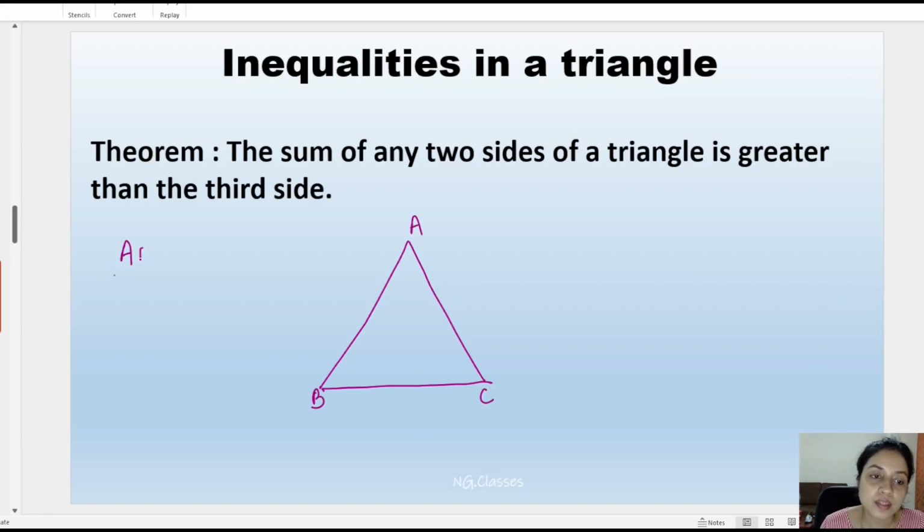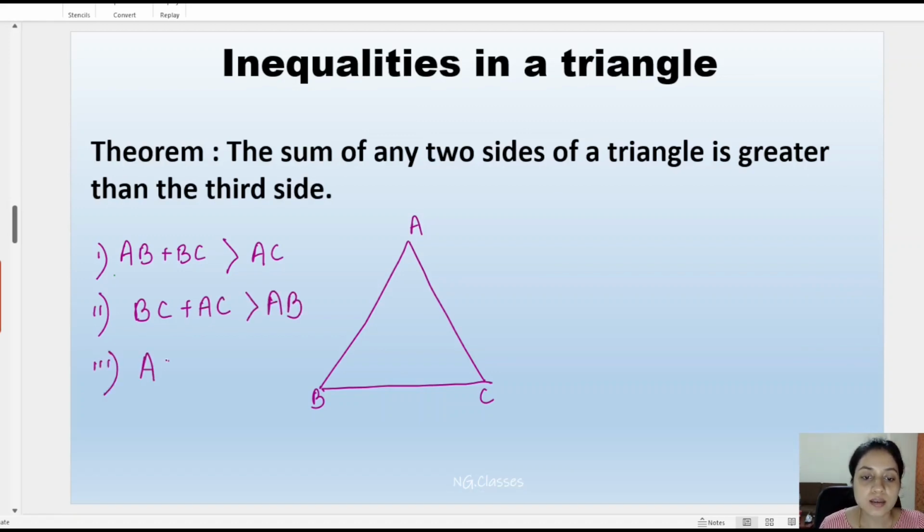AB plus BC must be greater than AC. This is the first condition. The second condition is BC plus AC must be greater than AB. And the third condition is AC plus AB must be greater than BC.